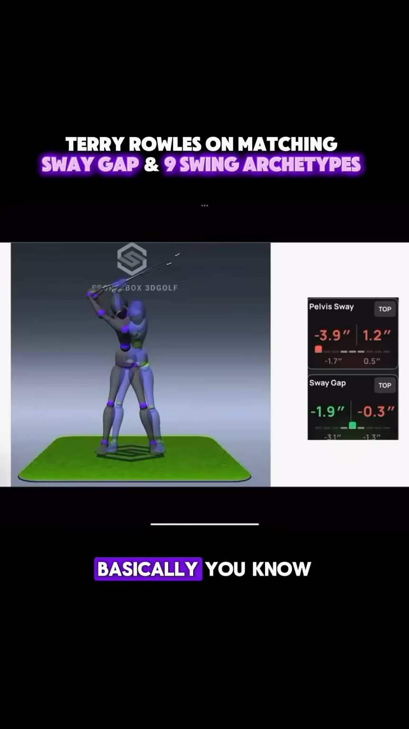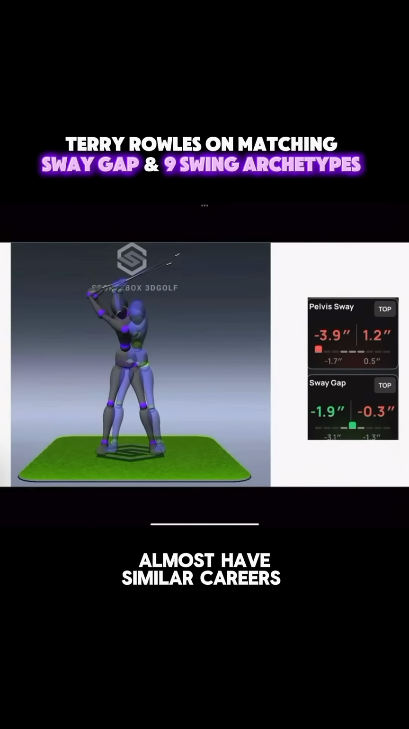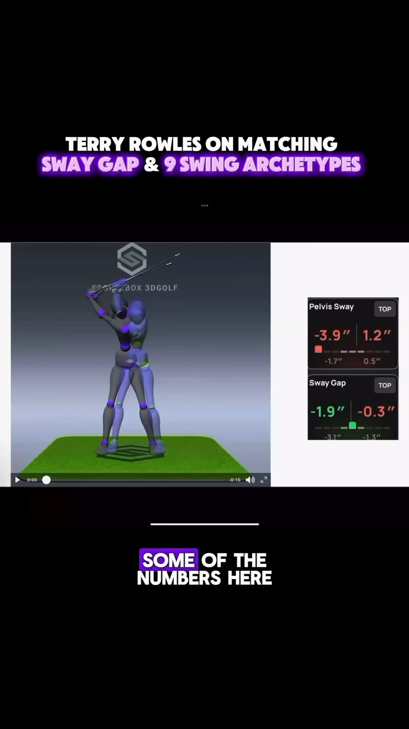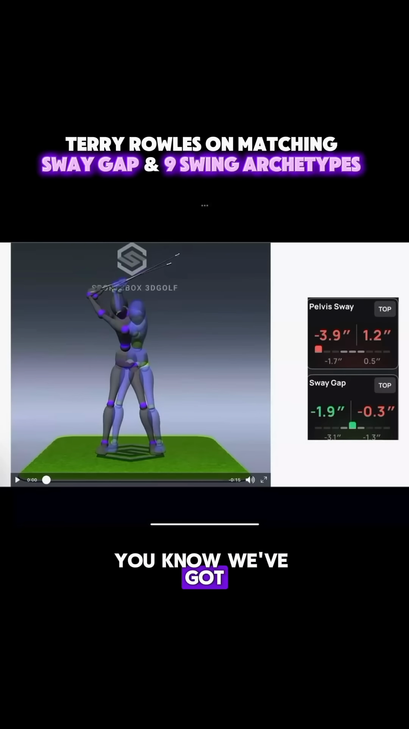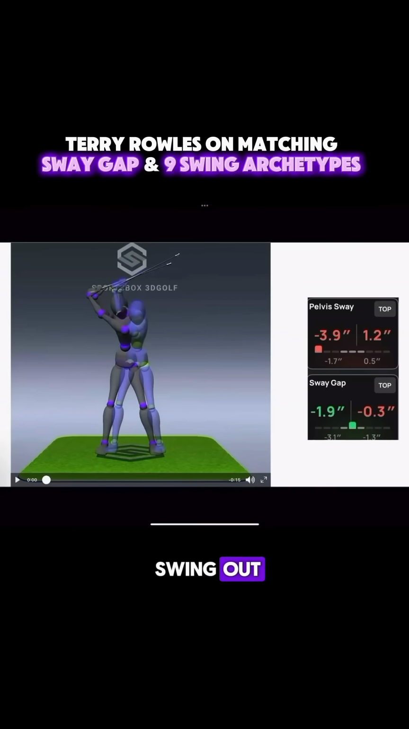So these are basically two players with similar careers and similar size, but you can clearly see a very big difference in some of the numbers here. The sway of the gray one is 4 inches to the right at the top. The purple one is 1.2 inches. So even at this level, with these highly specialized elite athletes, we've got over 4 inches of sway difference at the top of the backswing, and in terms of sway gap, about 2 inches.